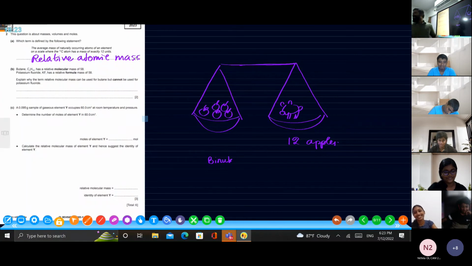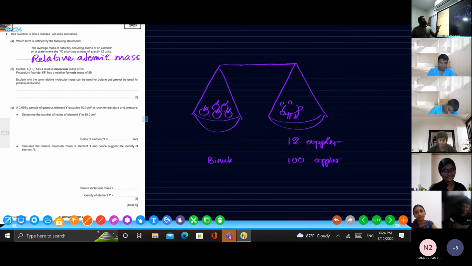Now how many apples do we put on this side for Binuk? Can you suggest? Let's say 100 apples. So 100 apples. What is Binuk's mass there? 100 apples. Now remove the word apple. We know that. So the puppy is going to weigh 12 and Binuk is going to weigh 100. Okay, so that's what we call relative mass.